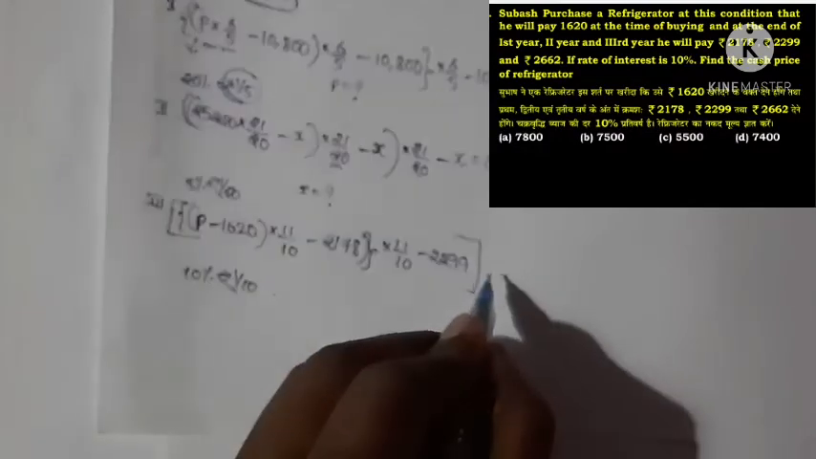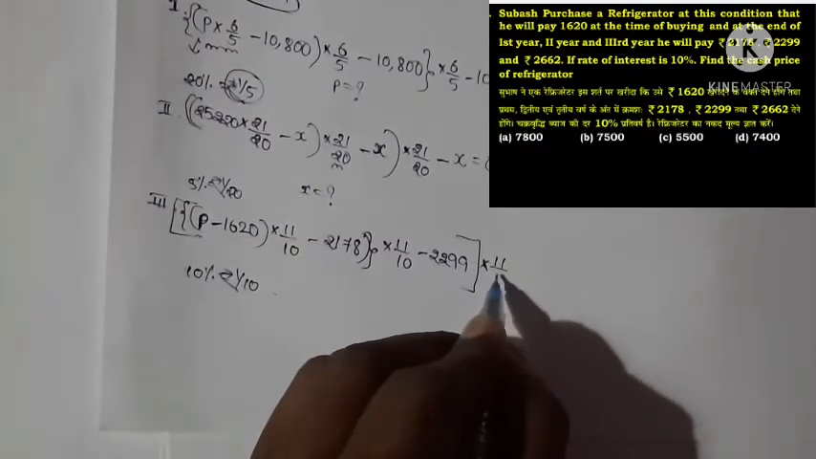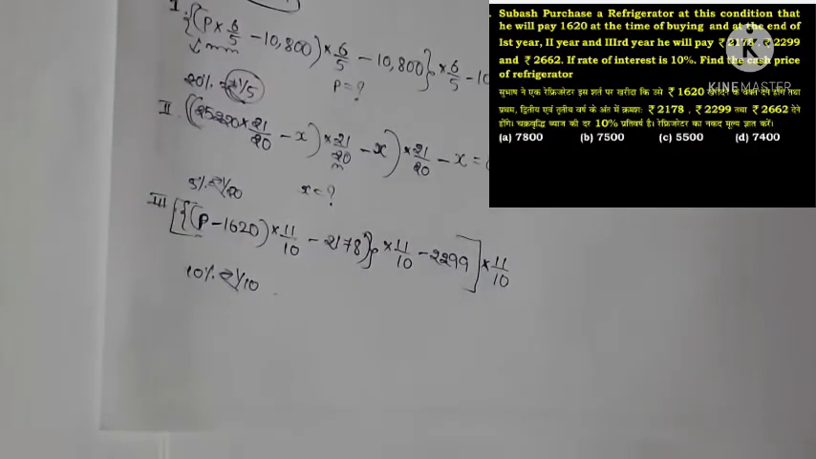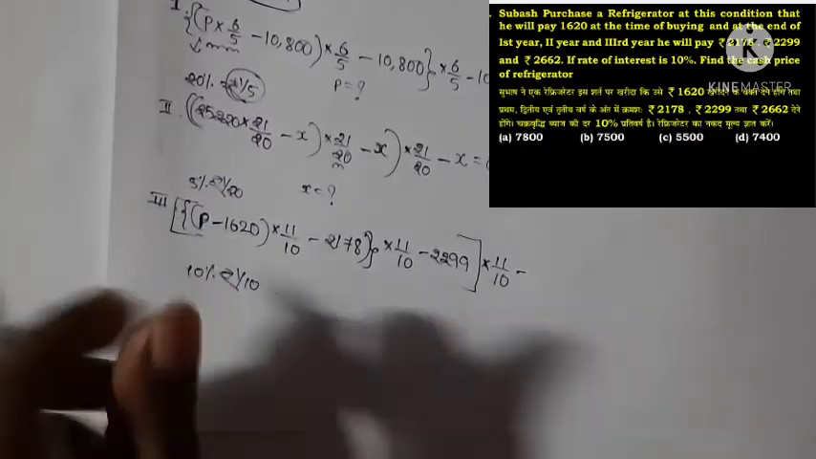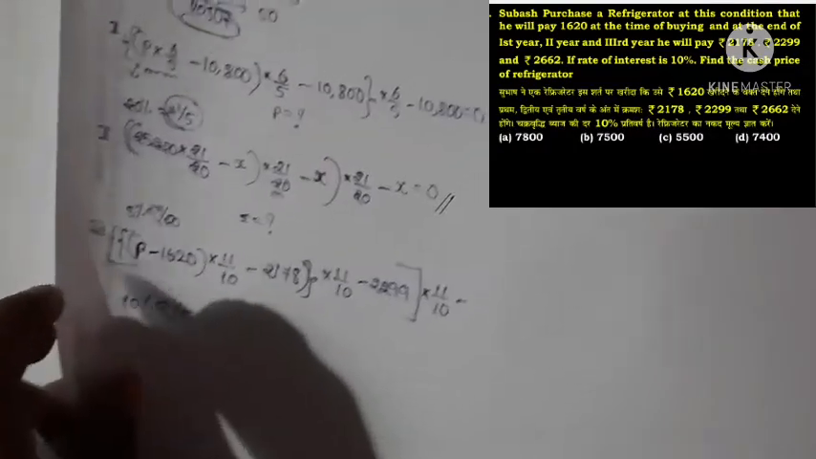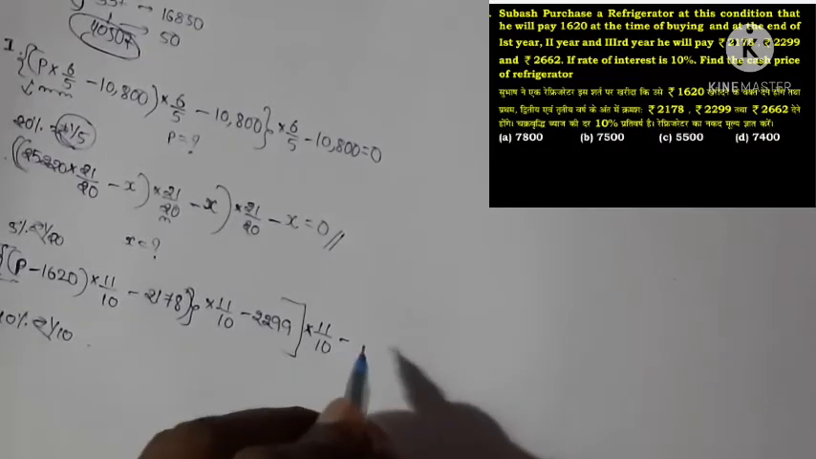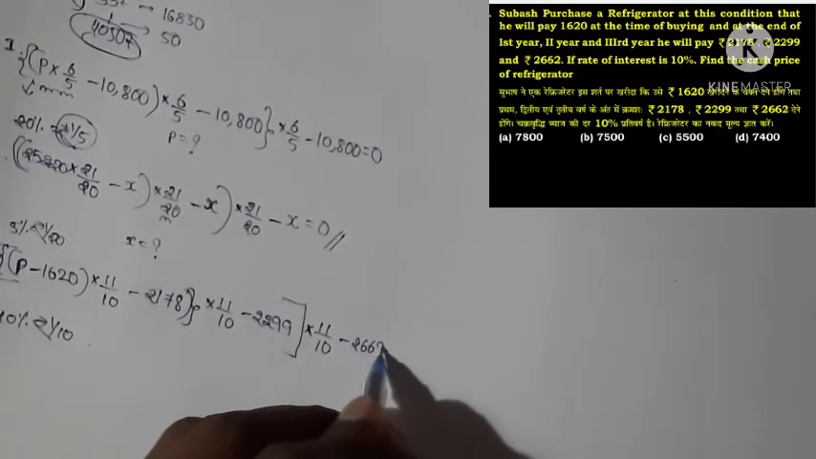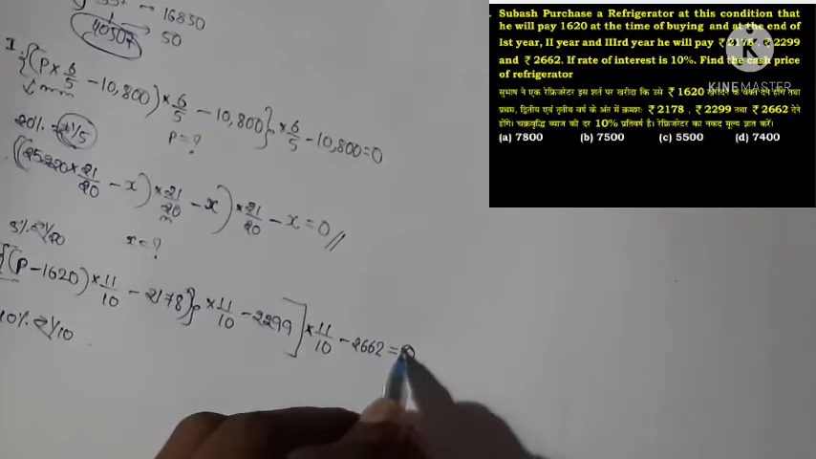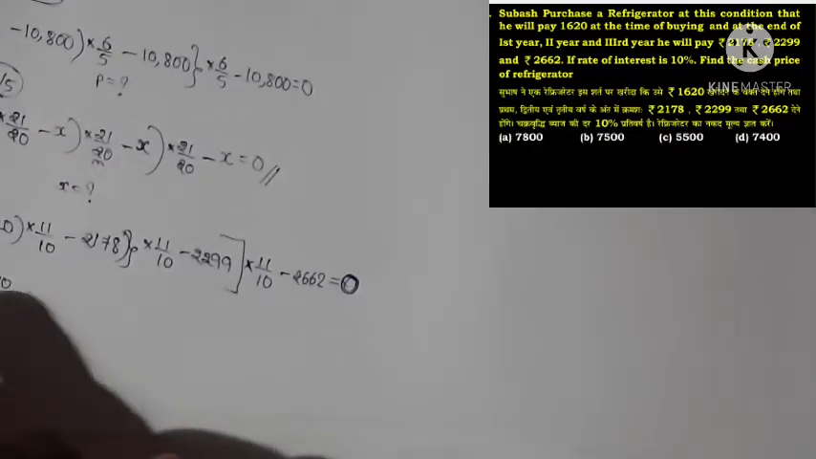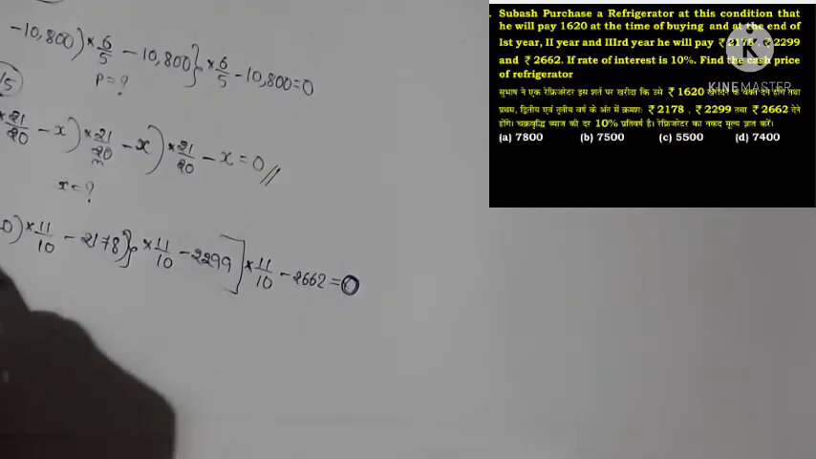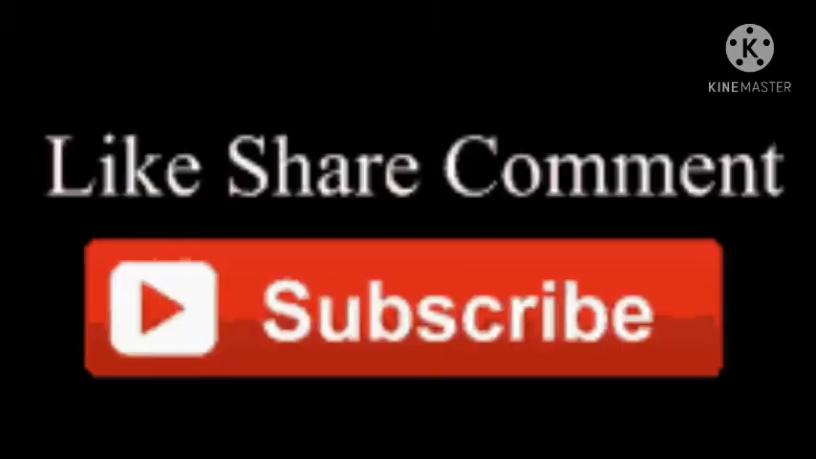So in third year the rate of interest is 10. So 11 by 10 minus 2662. So value is equal to 0. So calculate this equation, then we will get the value of P.